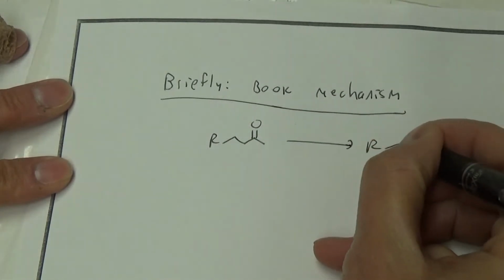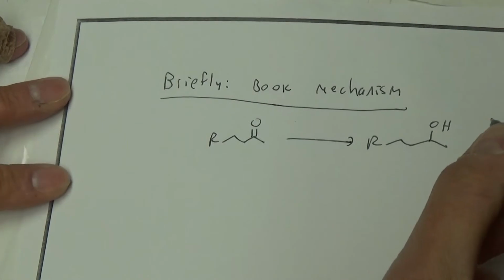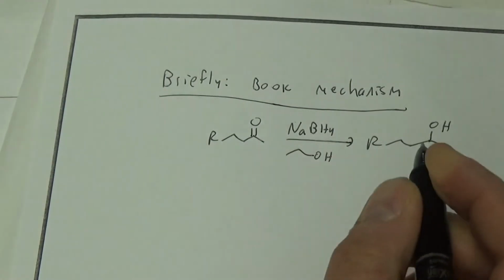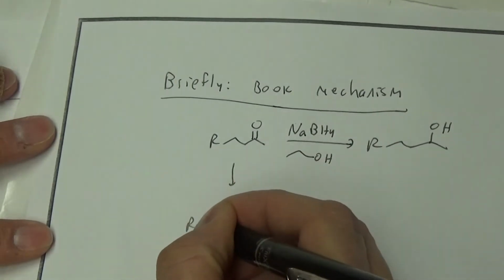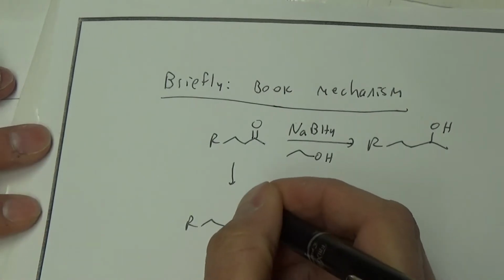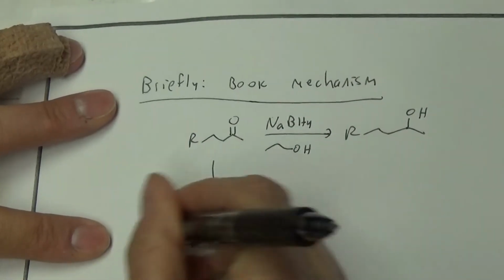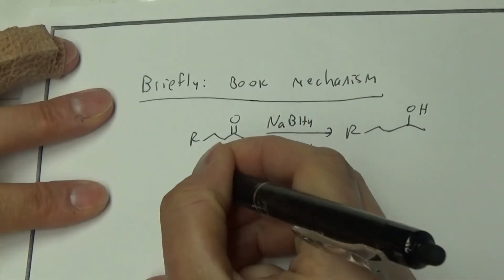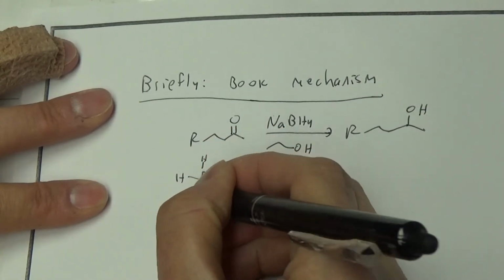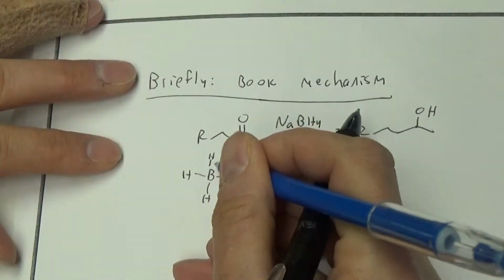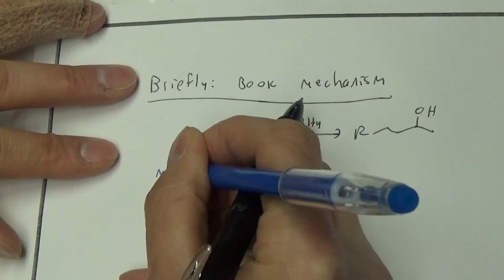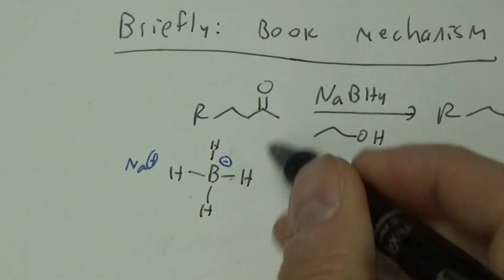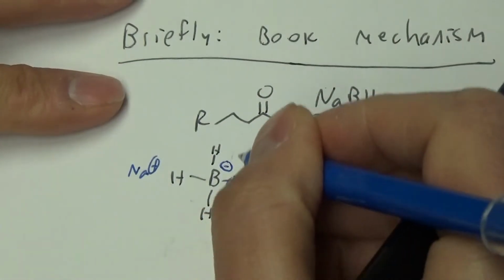Ketone, NaBH4, ethanol. The way the book draws it is slightly different. They just draw BH4 minus like that, with Na plus. And then, rather than show a free version of hydride going to attack, they take this B-H bond and attack with it.